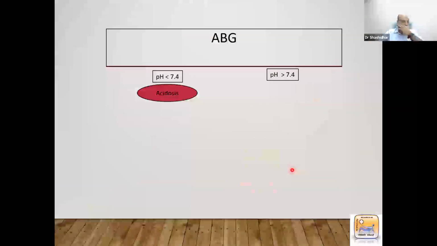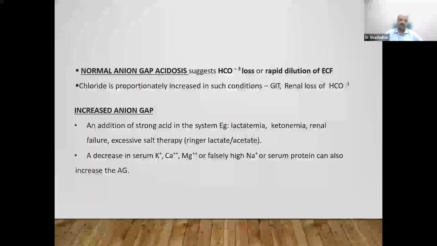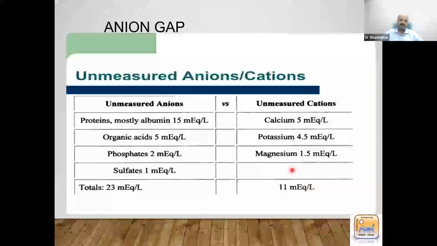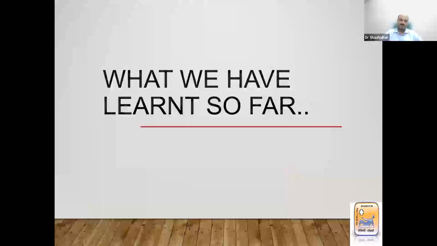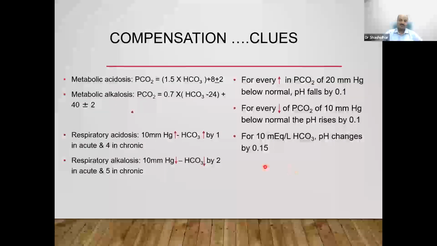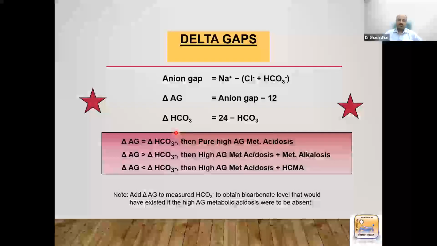We're looking at metabolic alkalosis and we're looking at the formula for expected PCO2. So let me go back. Okay, so here is the formula. PCO2 is 0.7 into bicarb minus 24, plus 40, plus or minus 2. So here the bicarb is 30 minus 24 is 6. 0.7 into 6 is 4.2, plus 40, 44 plus or minus 2 would be the expected PCO2. So the expected PCO2 would be around 44.